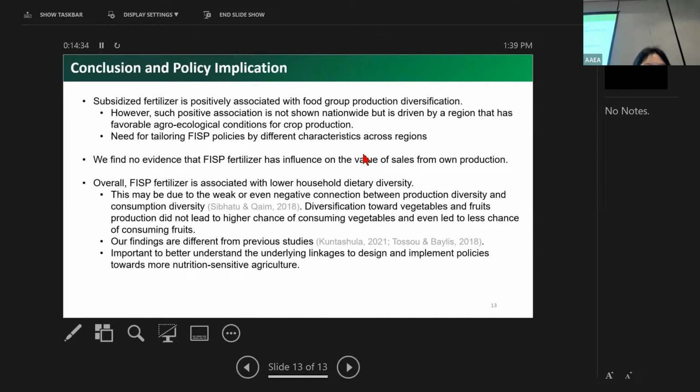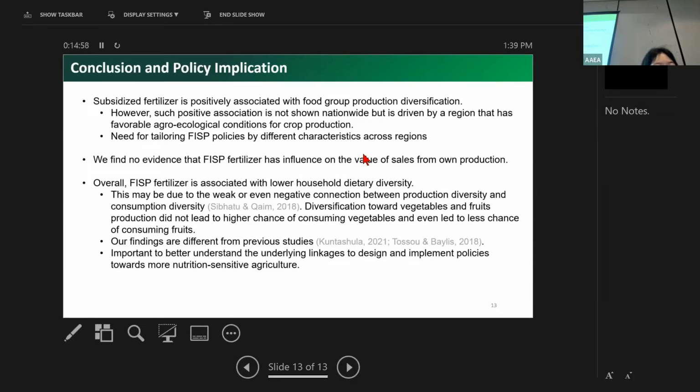So this would suggest that there's a need to tailor the FISP policies by different characteristics across the regions to have better effectiveness. And then we found no evidence that FISP fertilizer had influence on the value of sales that constitute farm income. And overall, we found that FISP is negatively associated with household dietary diversity.